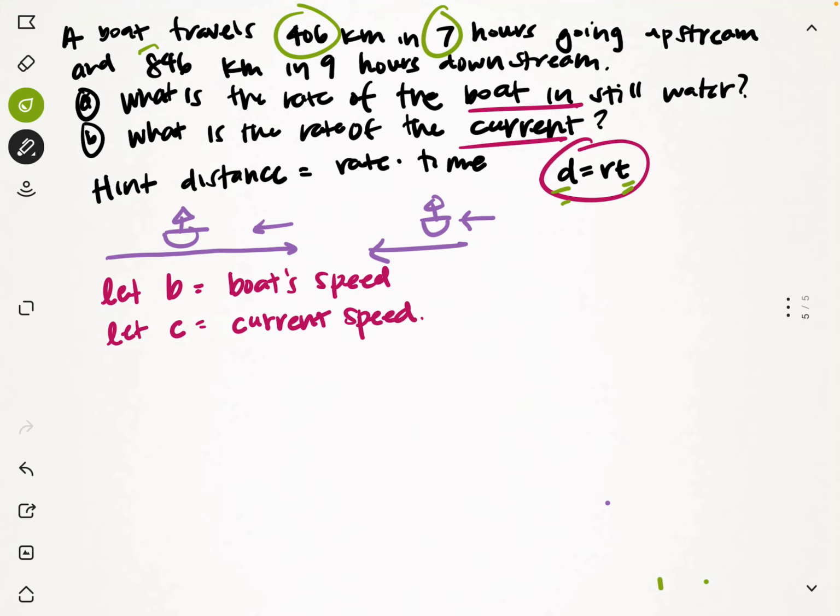So the distance is going to be 406 kilometers. The rate is a little bit tricky. Because we're going upstream, right, in this picture here, we're going to have the boat speed minus, because the current is pushing against it, C. And that's going to equal that multiplied by our time, 7 hours.